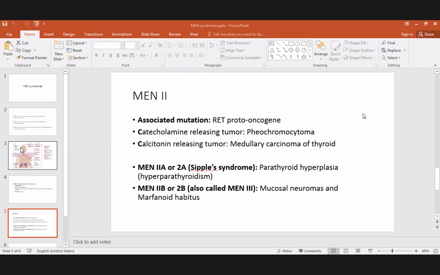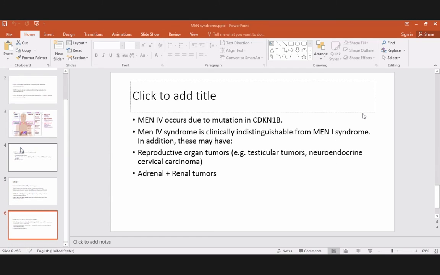The rest, we have either MEN 2A having parathyroid hyperplasia or hyperparathyroidism, or we have MEN 2B in which we have mucosal neuromas and Marfanoid habitus. MEN 4, which I told you before, occurs due to mutation in the CDKN1B and is usually indistinguishable from MEN 1 syndrome. In addition to the same things which we have in MEN 1, the triple P, they have additional things like reproductive organ tumors, like testicular tumors or neuroendocrine cervical cancers, or they may have adrenal and renal tumors.